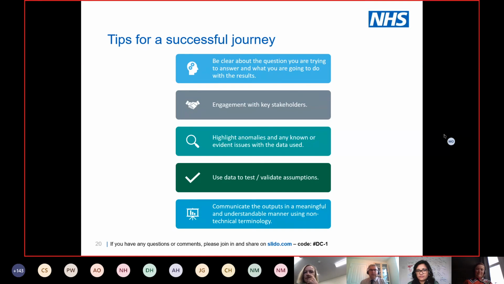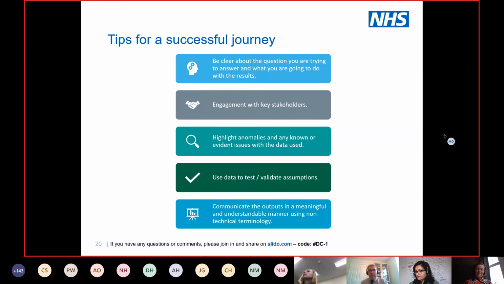Use the data to test and validate some of your assumptions. It's really key that you use what's available to you, and some of the assumptions that you or your stakeholders come up with might be valid, they might not be, but it's really important to use the data you've got to test some of those. And lastly, think about what you're going to do with the results of your modelling and how you're going to communicate the outputs in a way that's meaningful and understandable to everybody involved.